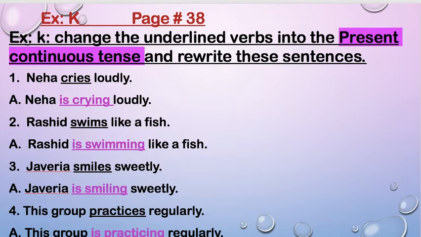Next, fourth one, this group practices regularly. Okay, this group is practicing regularly. So practices was the verb here, and it was in simple present tense. Now we have to convert it into present continuous tense. So what we are doing, we are adding the helping verb here, and to the base form of the verb we are adding ing, because the subject here is in singular form. That's why the helping verb will also be in singular form, and the base form is practice, and we are adding ing to it to make it into present continuous tense.